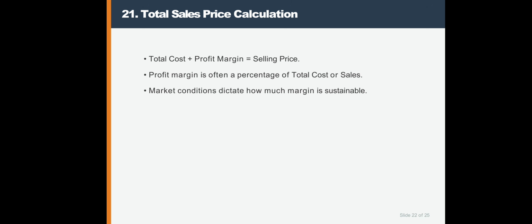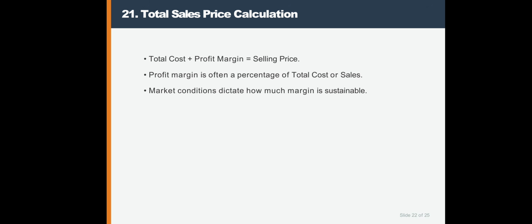Total sales price is calculated as total cost plus profit margin, which is equal to the selling price. So selling price calculation is very important in cost estimation problems. It is very important to find out the selling price.